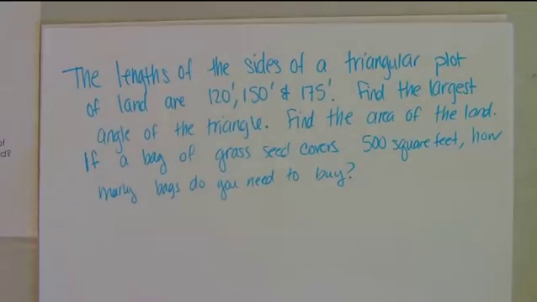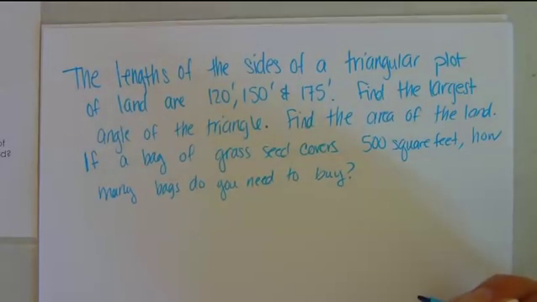All right, so we're going to go ahead and do one last word problem here. The lengths of the sides of a triangular plot of land are 120 feet, 150 feet, and 175 feet. Find the largest angle of the triangle. Find the area of the land. If a bag of grass seed covers 500 square feet, how many bags do you need to buy?